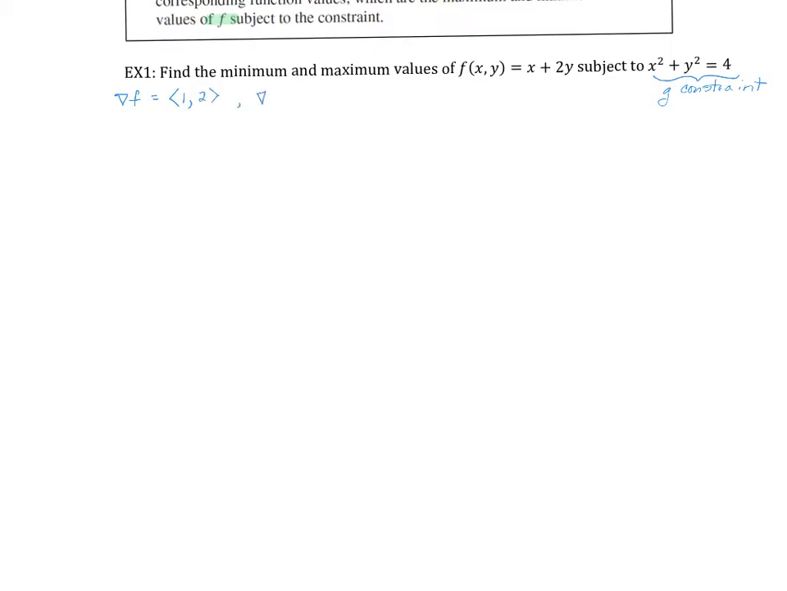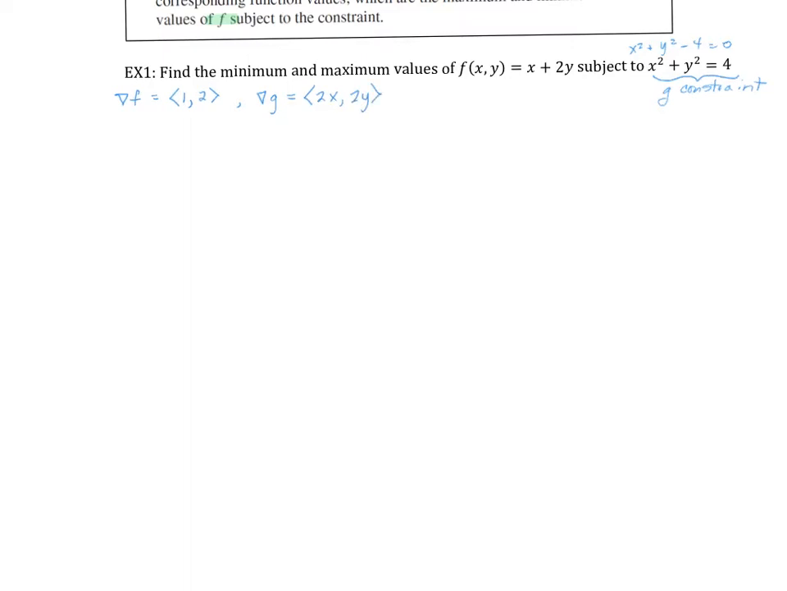The gradient of g, partial with respect to x, and now if you set this equal to 0, that's what we're finding the gradient vector for. But the 4 will just go away, it's just a constant. So in this particular constraint function, it's not necessary to set it equal to 0. But to be safe, you can always set them equal to 0 when you're finding the gradient. It becomes 2x, 2y.